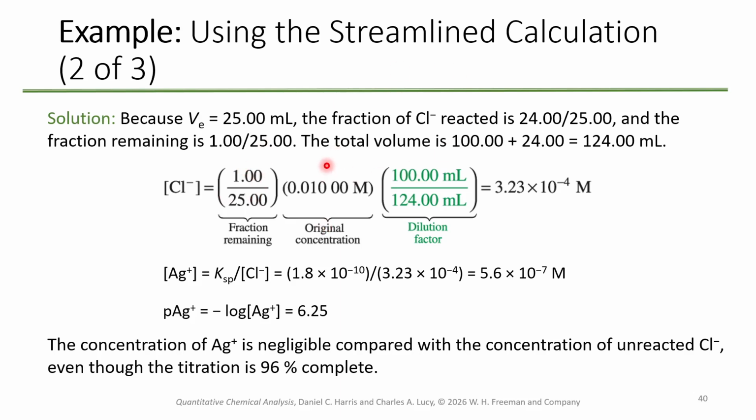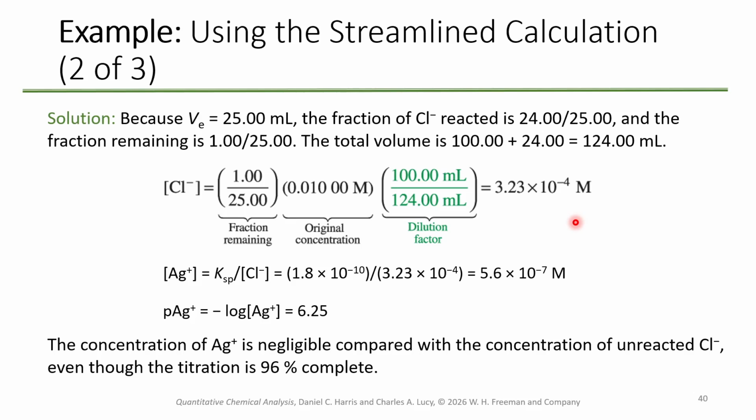The next thing we do is we put our original concentration in. That's this number right here. And then our dilution factor. Now we started off with 100 milliliters. We added 24 milliliters. So that means we're at 124, doesn't it? Okay. We go ahead and do the math now. That's going to give us 3.23 times 10 to the negative 4 molarity for our chloride concentration. Okay, the chloride that remains.